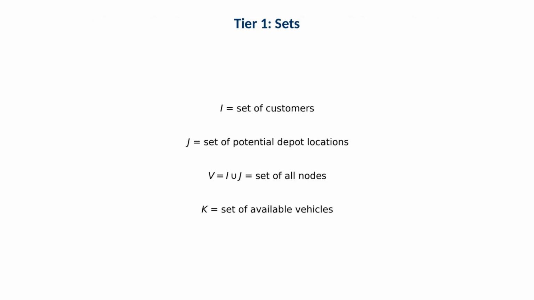This slide defines the sets used in the model. We have a set of customers and a set of candidate depot locations. We also define the set of all nodes, which includes both customers and depots. Finally, we have a set of vehicles. These sets provide the indexing structure for assignments and routing decisions.